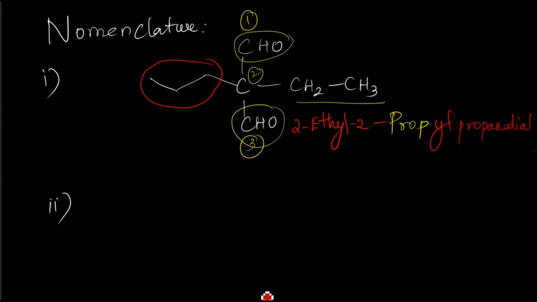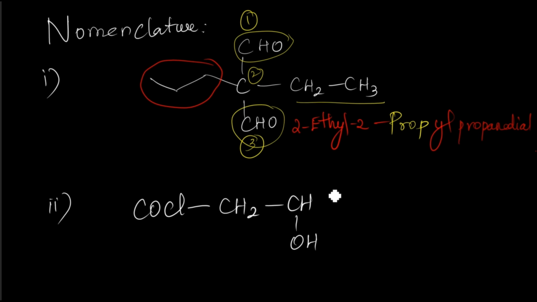Let me give you another example. Just try to do this one: COCl, CH2, CHOH, COCl. In this case, how will you name it? Just try to name it and put it in the comment section. I'll reply immediately. Then the second condition is if a compound has more than 2 like groups, then the functional groups are treated as principal functional groups.